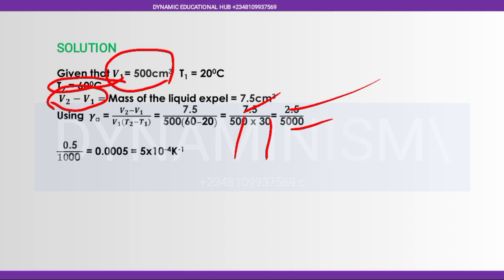Now, at the end of the day, 2.5 over 5,000 is very simple. Divide your numerator by what? By 5. Denominator by 5. Dividing 2.5 by 5, you get 0.5. 5,000 divided by 5, you get 1,000. Now 0.5 divided by 1,000, you get 0.00005. Convert it to standard form, you get this. Simple and straightforward question.